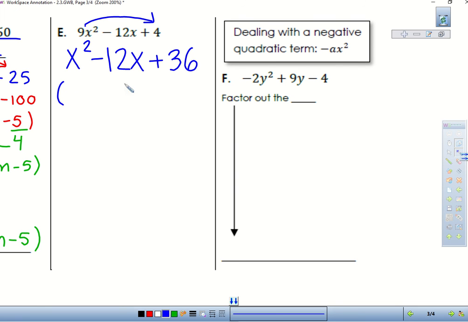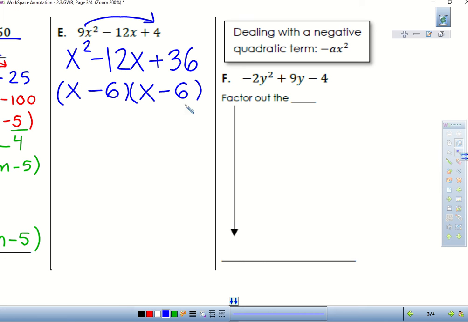Any ideas for factors of 36 that would add up to negative 12? Negative 6. And? Negative 6. Good.